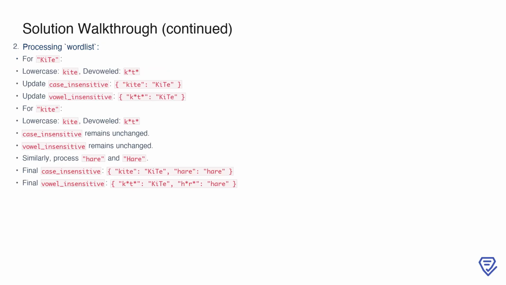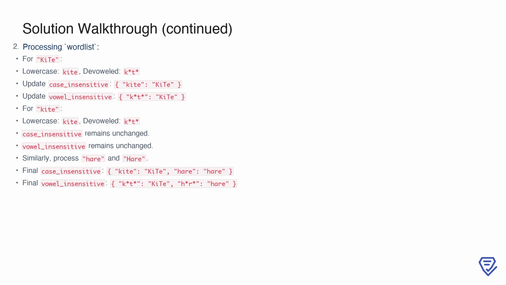Now, we process the word list to populate the case_insensitive and vowel_insensitive dictionaries. For the first word, kite, we convert it to lowercase, resulting in kite, and apply the devowel function, producing k*t*. We then update case_insensitive to map the lowercase kite to the original kite and update vowel_insensitive to map k*t* to kite. Next, we process the word Kite. Its lowercase version is also kite, and its devowel representation is again k*t*. Since case_insensitive and vowel_insensitive already contain these mappings, no updates are needed.